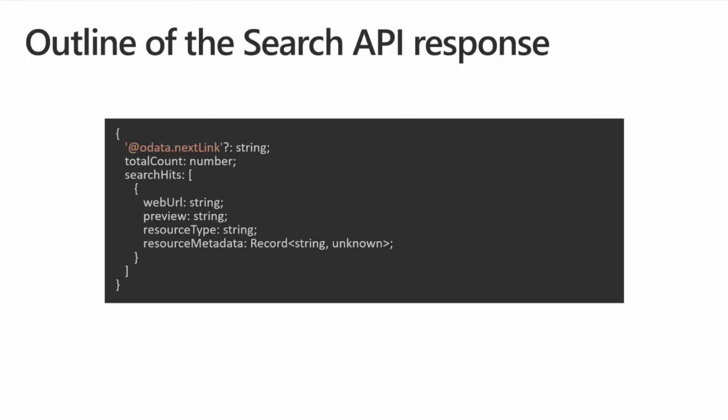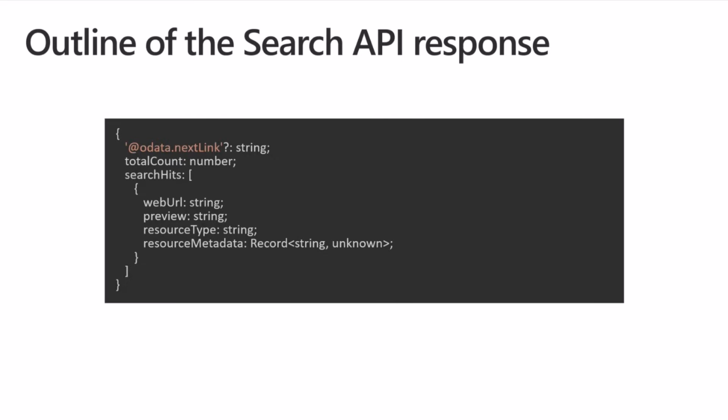And you can read how many items are matching through the total count. And then you have the search hits array, which gives you back, for each and every item matching your search criteria, what the item is with a web URL, a short preview of the content of the item, and the resource type to let you know what kind of item you have got back from the search result.